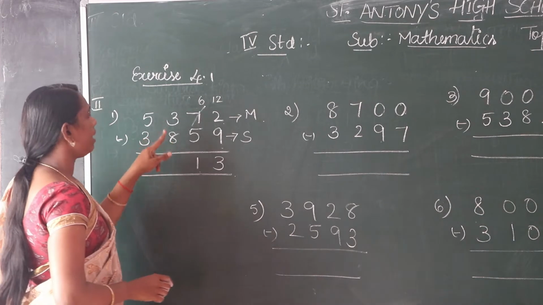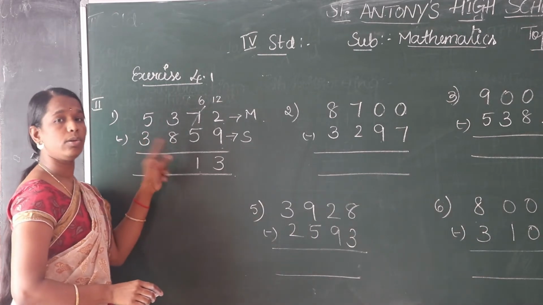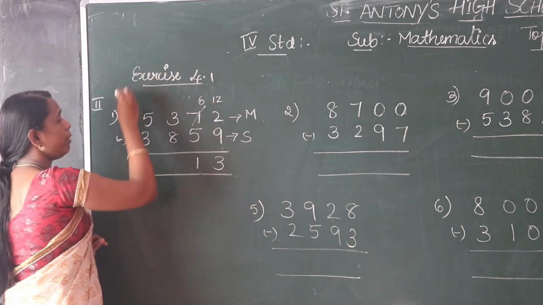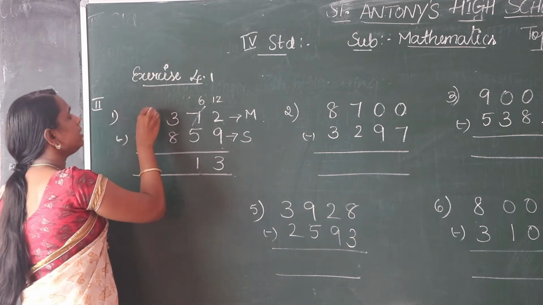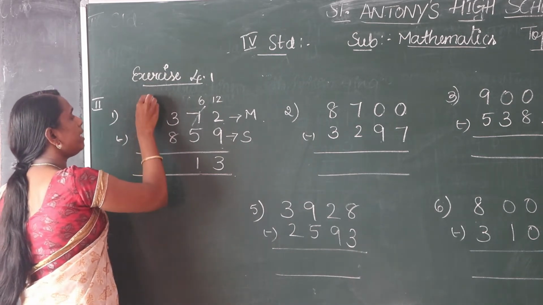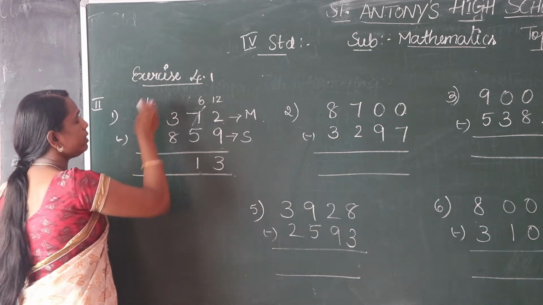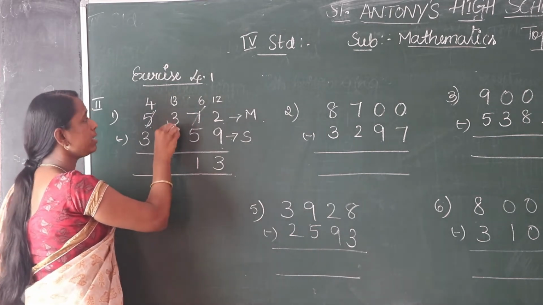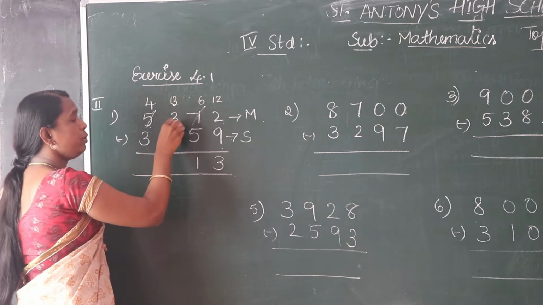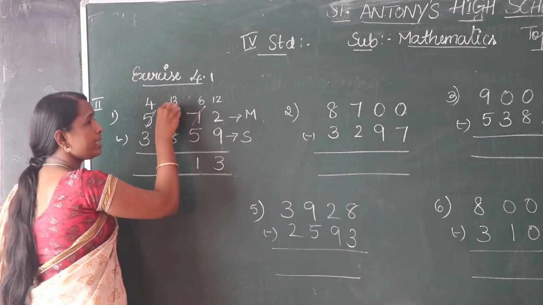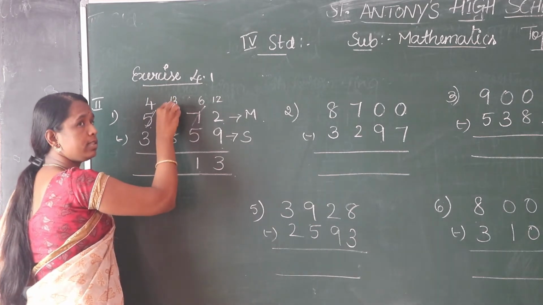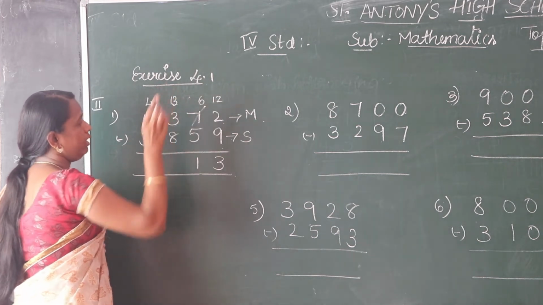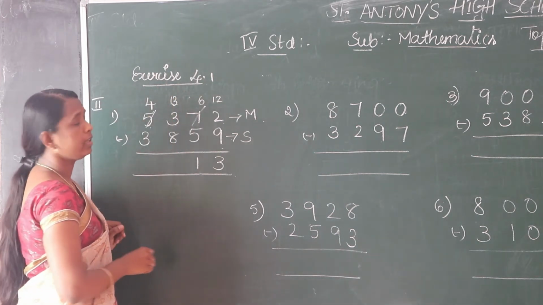Here 3 minus 8 is also not possible. So take borrow from the 1000 place. This 5 becomes 4. So here 3 becomes 13. This 3 becomes how much? 13. Add 10 to 3. 10 plus 3 becomes how much? 13. See, subtract yourself, children.